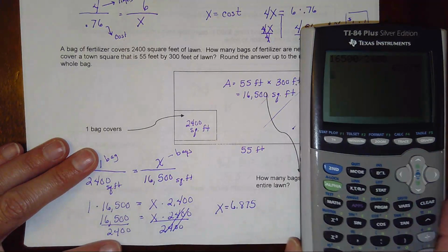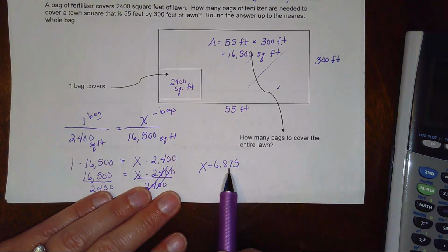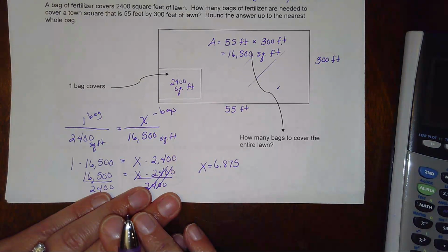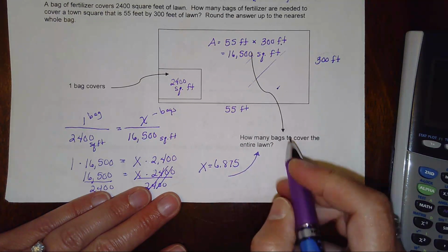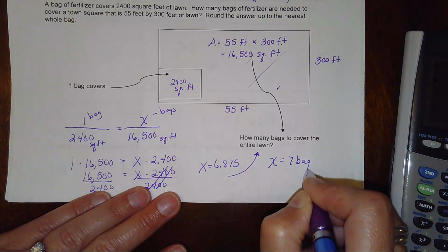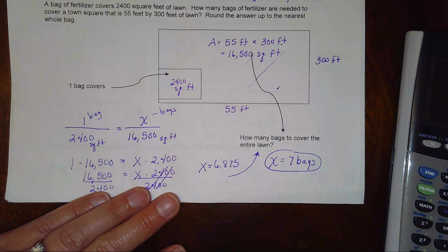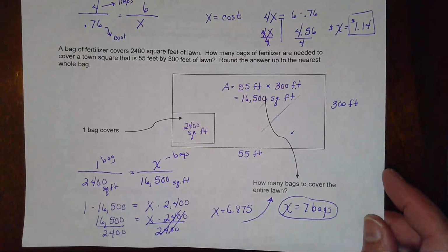Now, we wouldn't be able to walk into the Home Depot and go, hey, can you give me 6.875 bags of fertilizer? They'd say no. So that's why it says round up to the nearest whole bag, because we would have to tell them 7 bags. Right? If we only choose 6 bags, it won't be enough. So we'll have a little bit of fertilizer left over. We'll have enough to cover the lawn.